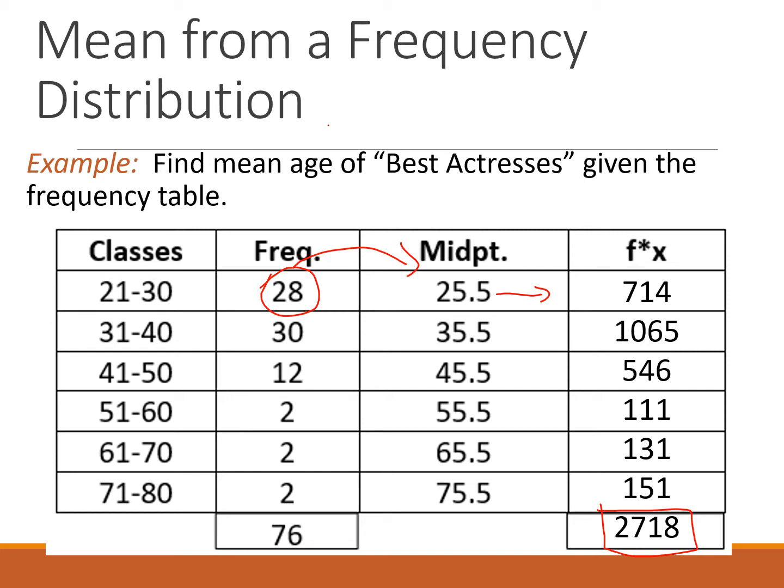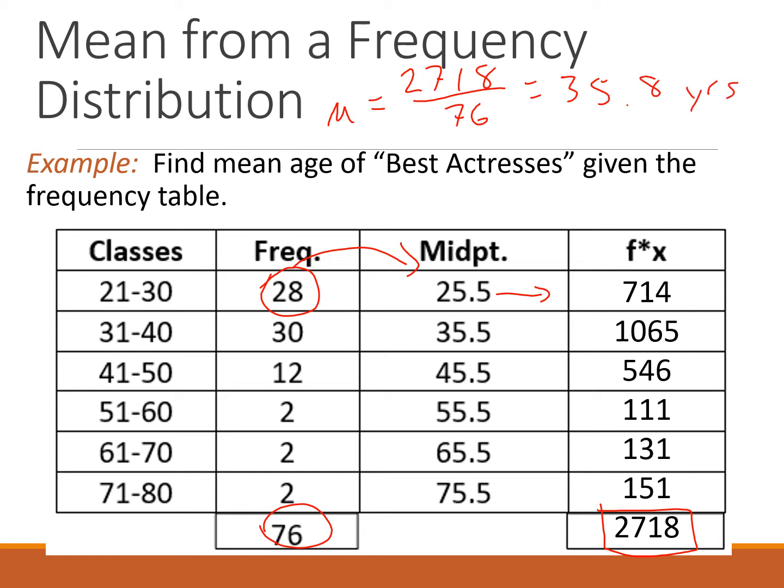Now to find the mean, first off, we would use the variable mu because this is the population of all winners of Best Actresses, at least when the book was written. It's the sum, which is this last column here, so 2,718 divided by the total frequency. How many winners did we have in total? 76. That gives us a mean of 35.8 years.